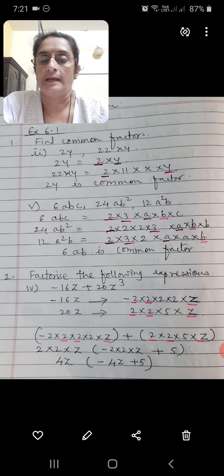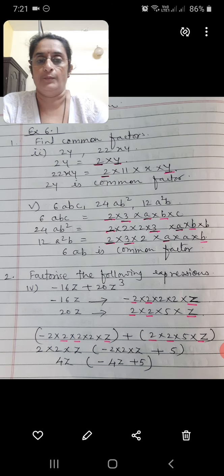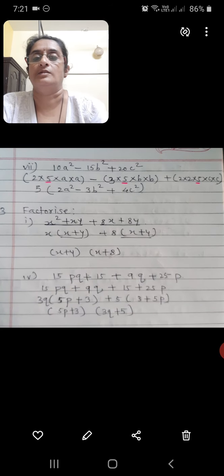So that is 4z. What will remain in the first term from 16z? Minus 4 will remain, we'll keep that as it is. And from the second term, 20z, what is remaining? Only 5 is remaining, so we'll take that as plus 5. So there are two factors of these terms, one is 4z and the other one is minus 4 plus 5. Let us go to the next question.